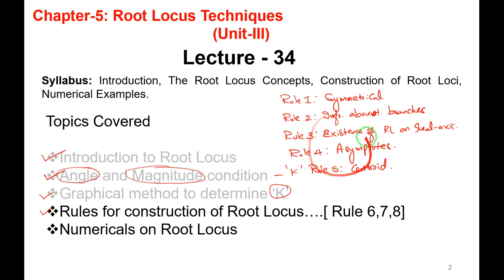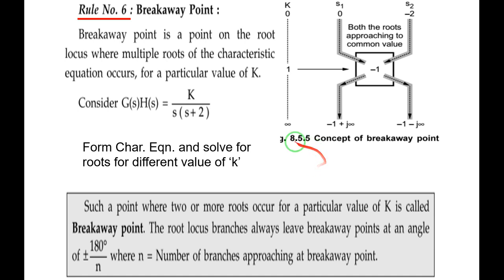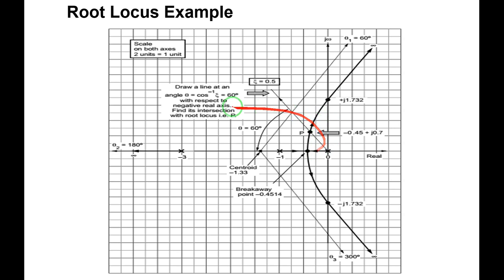Okay, we have seen all these 5 rules. Then we will see the remaining rules 6, 7, 8, and we'll solve the numericals on root locus. Is it fine? Okay, rule number 6 speaks about the breakaway point. What is the breakaway point? I will tell you. You can observe here, I'll take one example. This is a common example I am taking for explaining the concept to you.